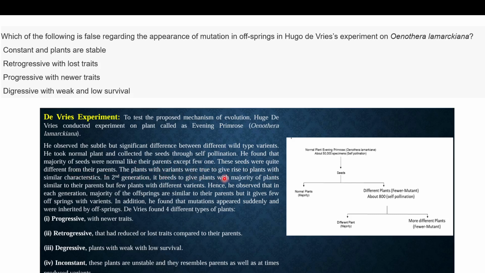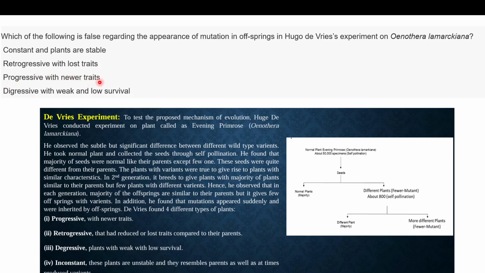So the plants with variants were true to give rise to plants with similar characteristics. And eventually in the next generation, it breeds to give plants with majority of plants similar to their parents but few plants with different variants. Hence, he observed that in each generation, majority of the offsprings are similar to the parents, but it gives few offsprings with variants. So eventually, De Vries found that mutations were appearing suddenly and were inherited by the progeny. And four different types of plants. One were progressive with newer traits.